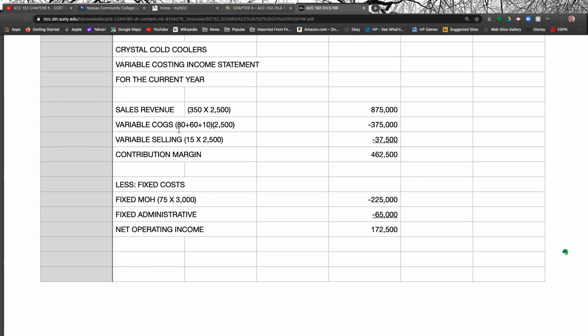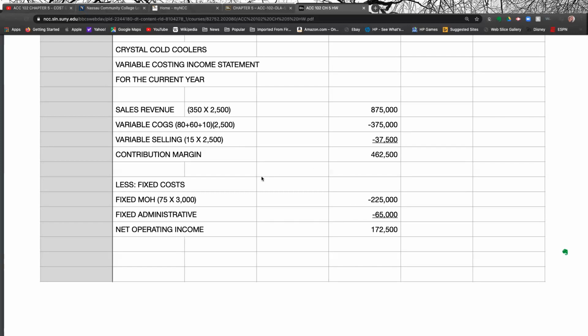I also have variable selling expenses. $15 a unit times 2,500 units sold is $37,500. That will give you a contribution margin of 462,500. Now, what are the fixed costs?